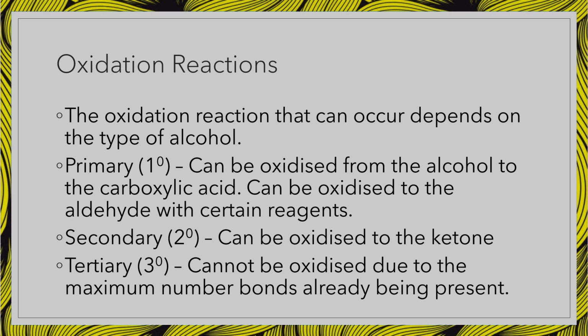So the oxidation reaction that can occur depends on the type of alcohol. Primary alcohols can be oxidized to an aldehyde or a carboxylic acid, depending on the reagents used. Secondary alcohols can be oxidized to a ketone, and tertiary alcohols cannot be oxidized due to the maximum number of bonds already being present. Okay, so a tertiary alcohol already has 3 other bonds, and so we can't increase the number of bonds to oxygen because it's already full.